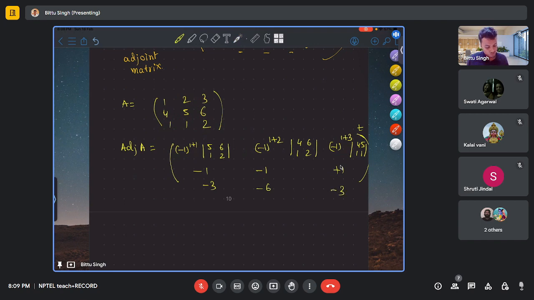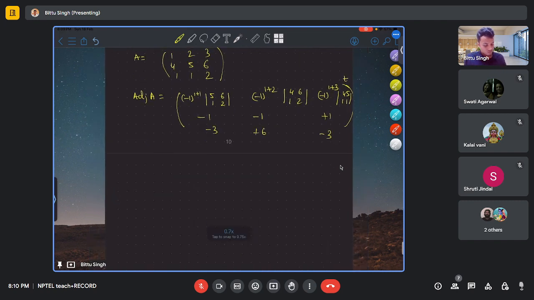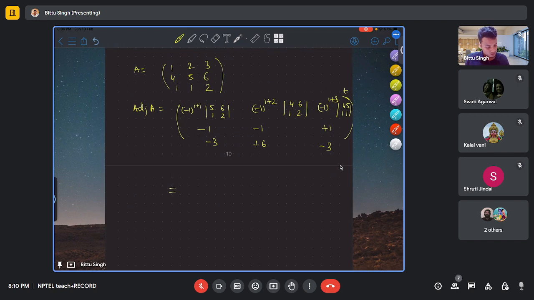But there again we need to consider the signs: plus, minus, plus. Because minus 1 to the power 3 plus 1 is plus. That is the same as plus, minus, plus. So for the second entry there will be a sign change, and it will be plus 6. The adjoint of A will be the transpose of those entries.